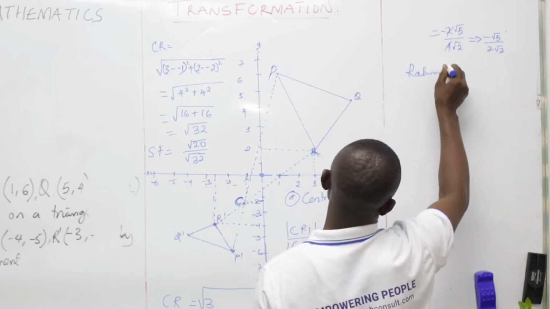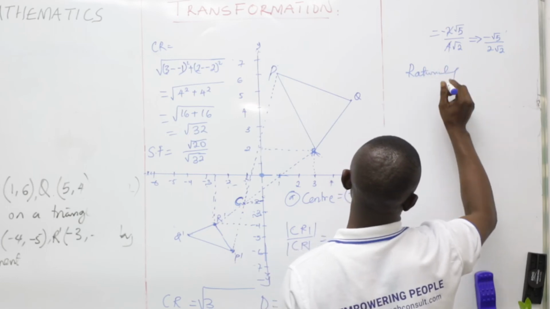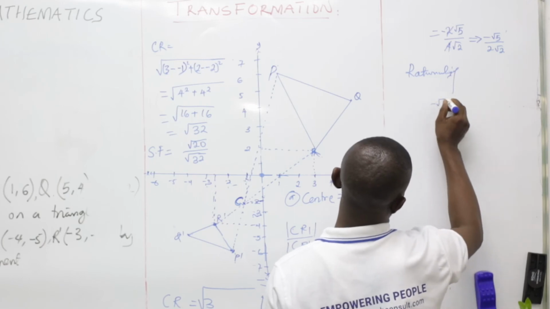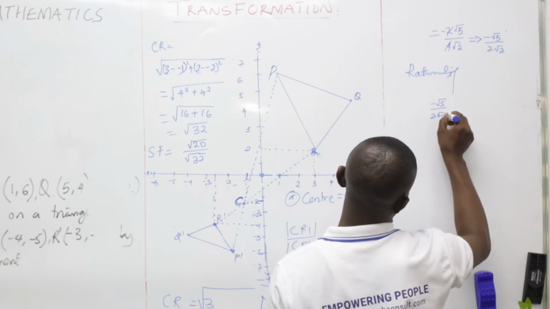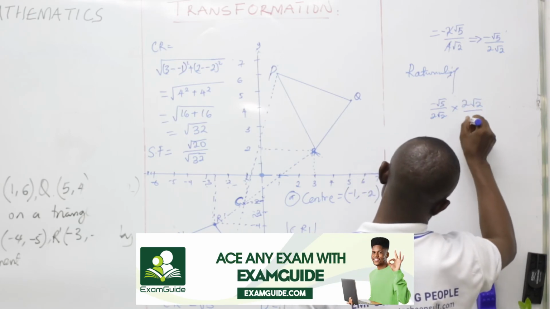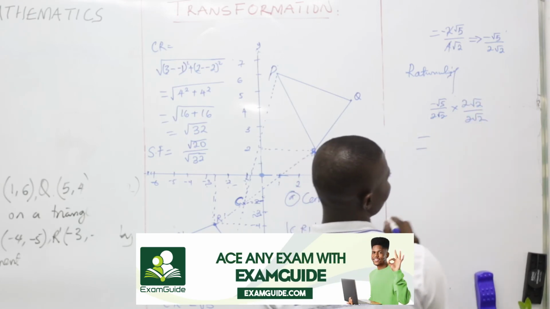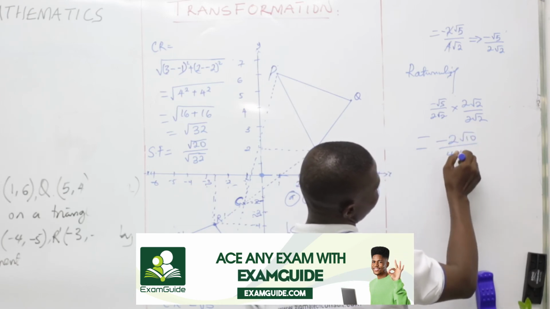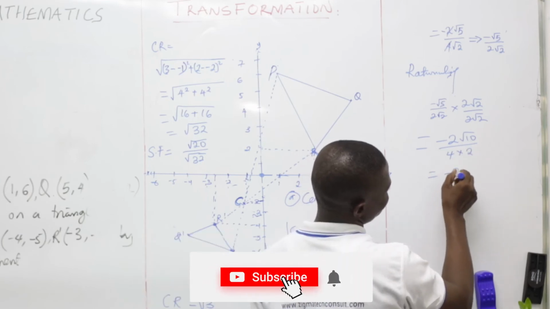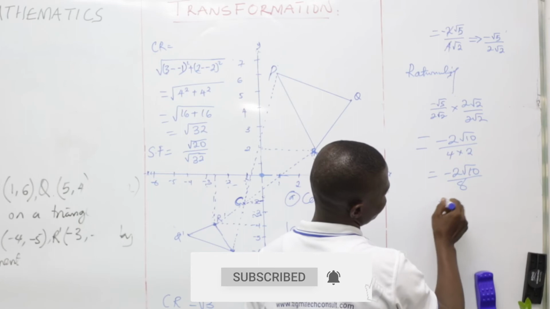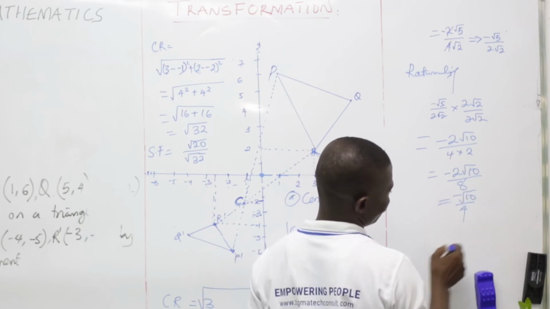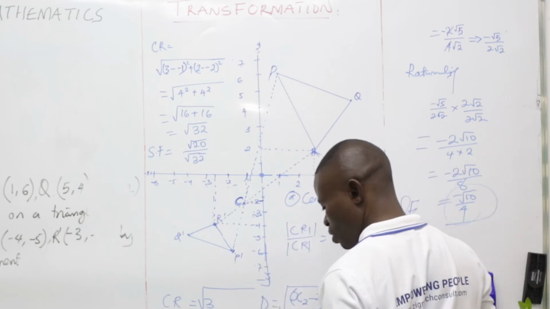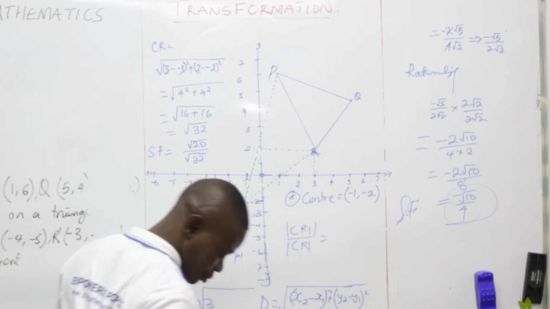Rationalizing this will give us minus root 5 all over 2 root 2, times 2 root 2 all over 2 root 2, to give us minus 2 root 10 all over 4 times 2. That gives us what? Minus 2 root 10 all over 8, which is minus root 10 all over 4. So scale factor equals what? Minus root 10 all over 4.